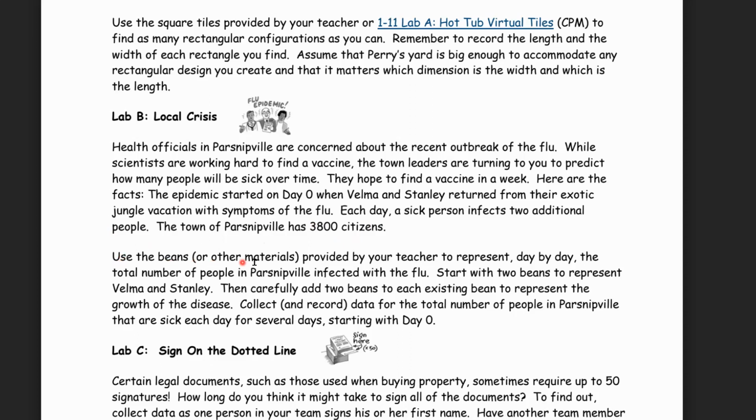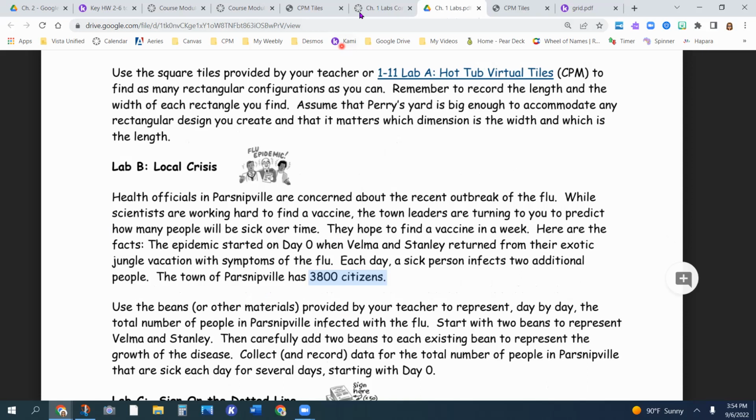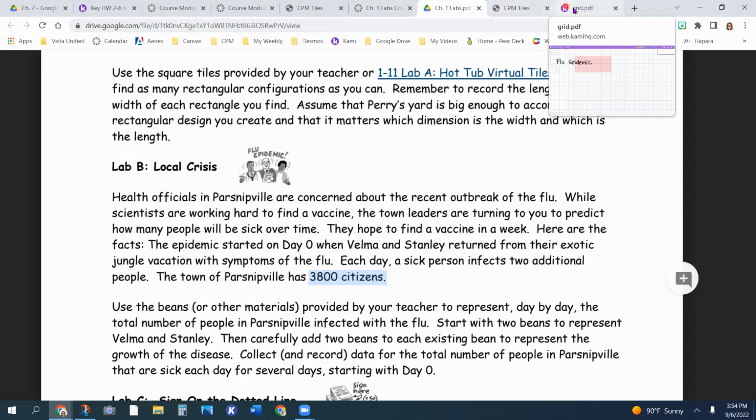We use beans to do this. And we were trying to figure out a pattern and figure out how long it would take for all 3,800 citizens to be infected. So in this situation, what we can do, let me get my grid back.